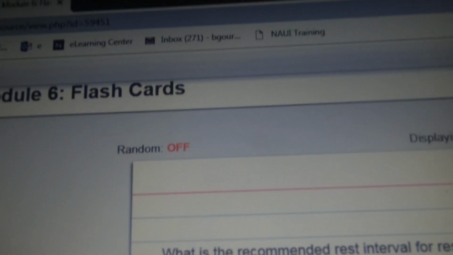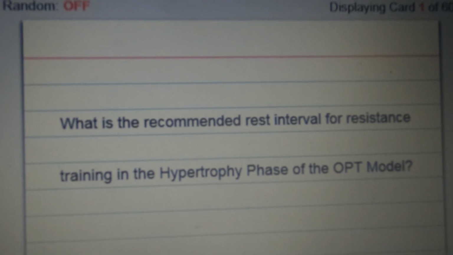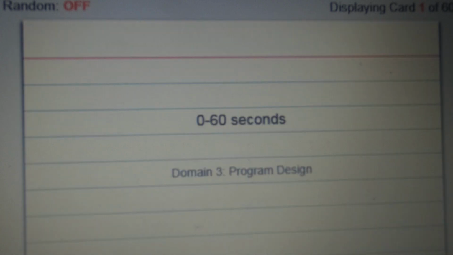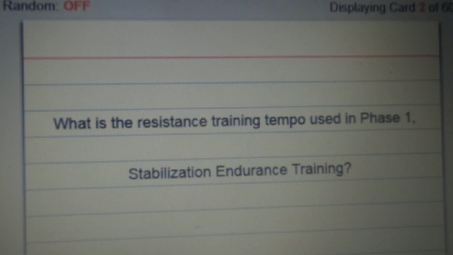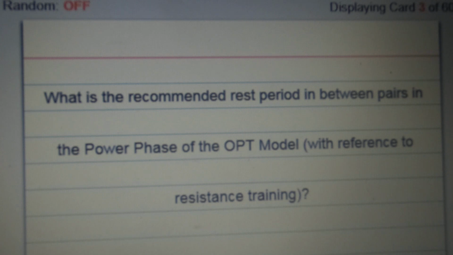Okay, Module 6, flashcards. What is the recommended rest interval training in hypertrophy phase of the OPT model? 0 to 60 seconds. What is the resistance training tempo used in phase 1, stabilization endurance training? 4, 2, 1. What is the recommended rest period between pairs in the power phase of the OPT model with reference to resistance training?